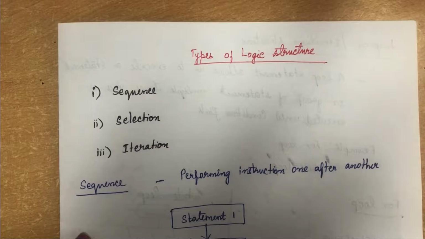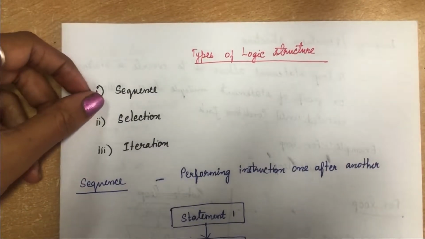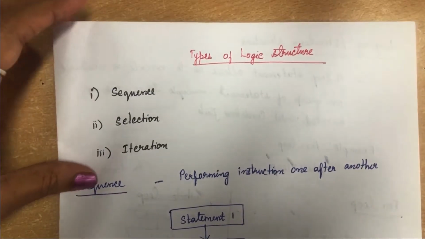Today we are going to see a topic on types of logical structure. So coming to the logical structure, we have three types: one is sequence, selection and iteration. Okay, so coming to the sequence structure.